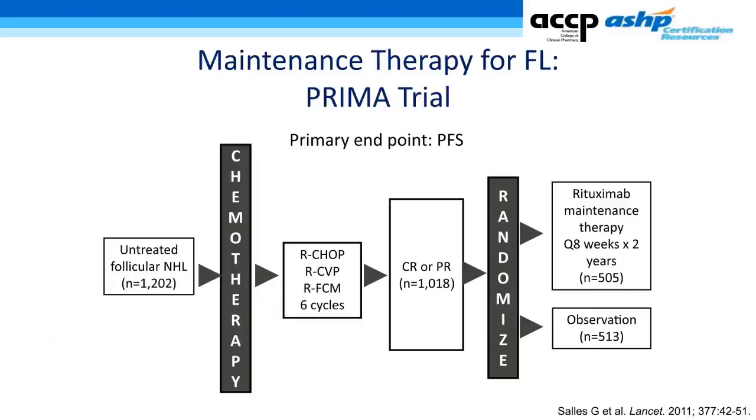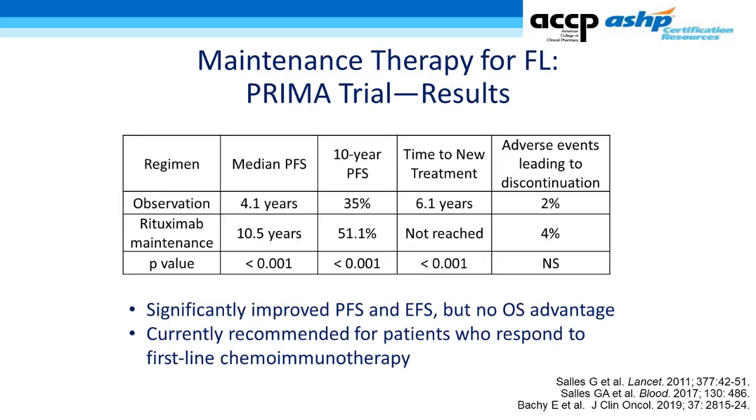The role for maintenance therapy in follicular lymphoma was based off of a trial called PRIMA. So you can see here, we took about 1,200 patients with untreated follicular non-Hodgkin's lymphoma and randomized them to several chemotherapy arms. If they achieved a complete response or partial response, they underwent a second randomization to rituximab maintenance, which in this trial was every 8 weeks or every 2 months for 2 years, compared to observation.